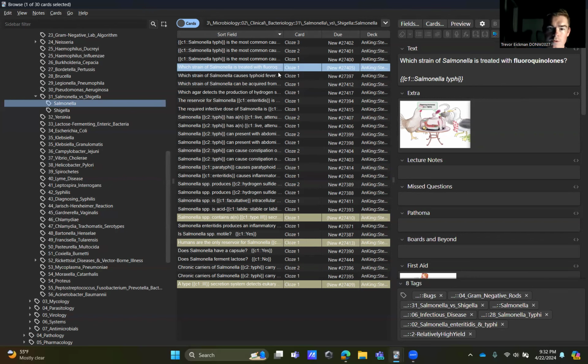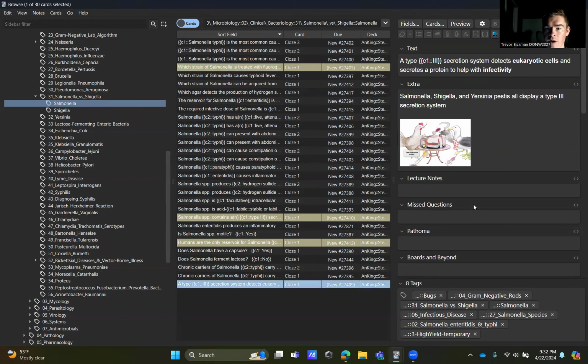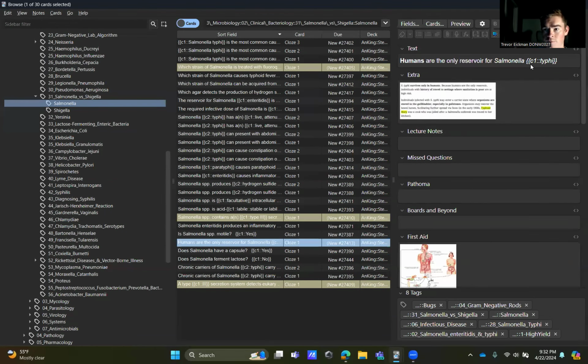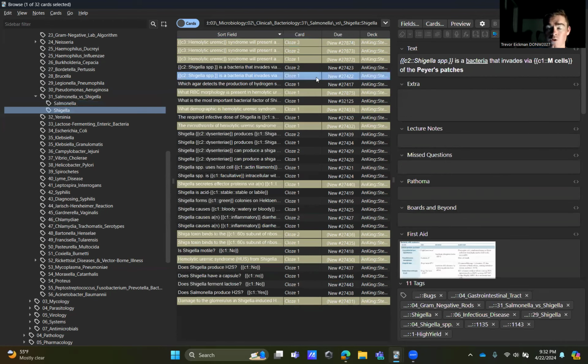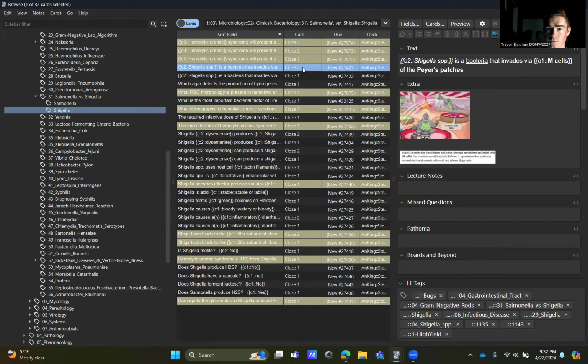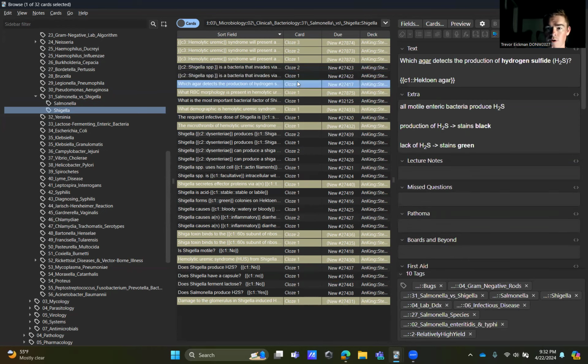And then so this one, yeah, you don't want card 4 because the fluoroquinolones was just one option of many. Coming down to the bottom, you don't want the last one, and then working your way up. Humans are the only reservoir for Salmonella typhi. This wasn't explicitly stated, so I don't have it activated. And then this one here, that type 3 secretion system, I don't know what that is, so didn't have that. And then in Shigella, you want to skip the first 3, and you want to come down and grab these 3 here.